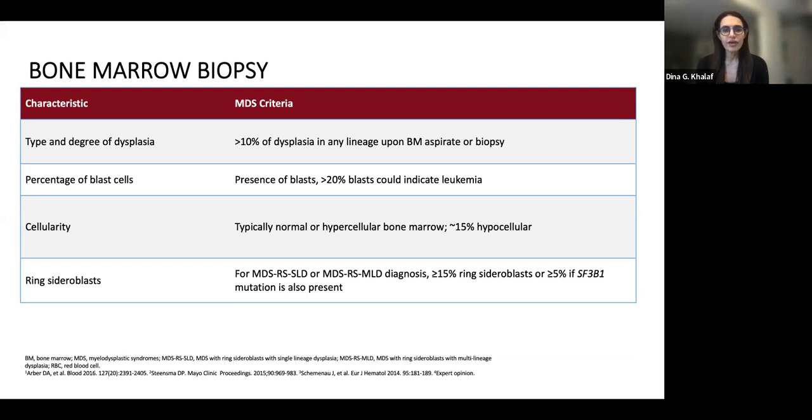And I'm sure that there is a percentage of the attendees who have or have family members with aplastic anemia or hypoplastic MDS. I'm not focusing too much on that, but I'm happy to answer questions.